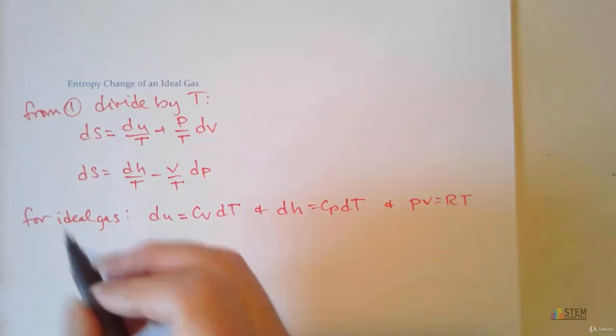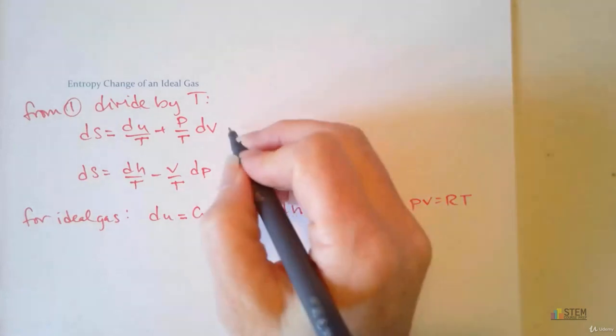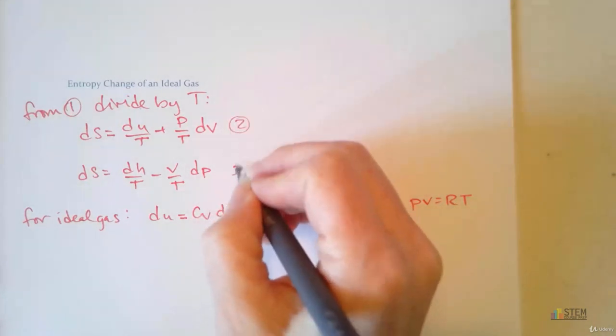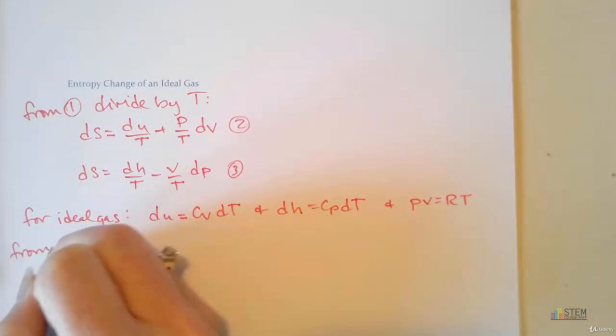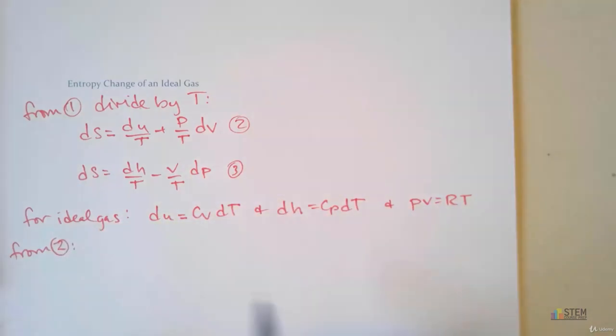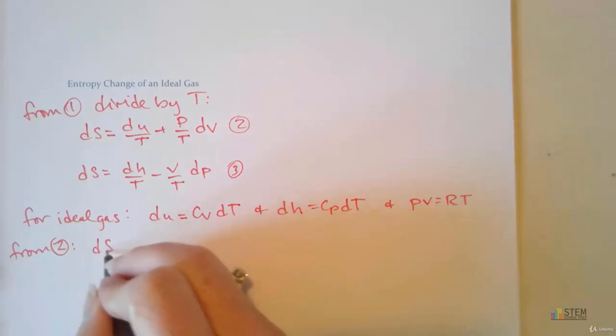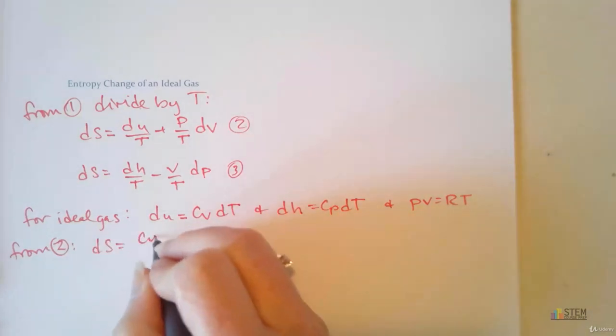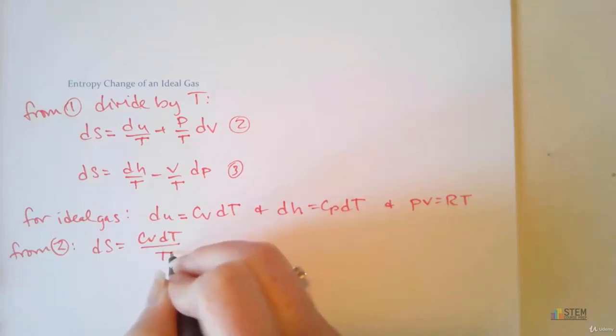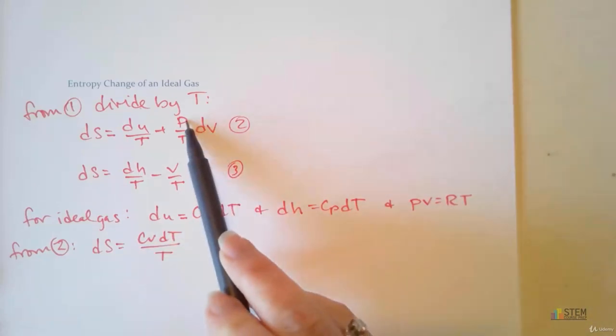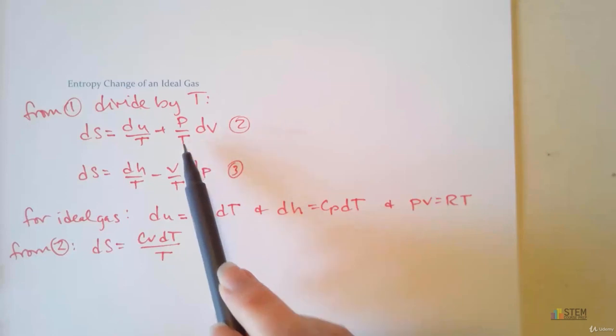Plugging all those in, let's look at this first one. Let's just call that 2, we'll call this 3. So from that equation 2, we've got du. We know du is cv dt. Let's plug that in. So we're going to have ds equals cv dt over t. And then the second term, we have the pressure over the temperature.